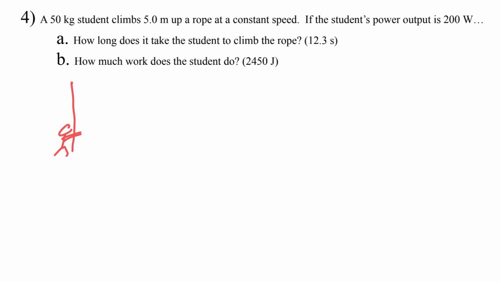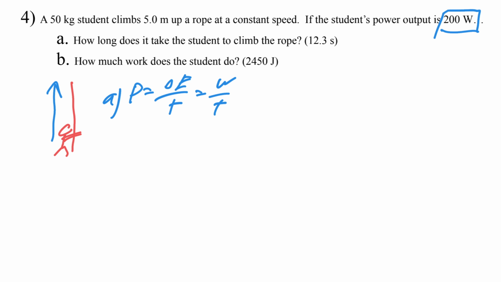So in this question, we have a student. They're going to climb up a rope. They have a certain power output that they're capable of, and we want to essentially know how long it takes them to climb up. So again, power is change in energy over time or work over time. In this case, we're going from no energy down here, and then when the student's up at the top, they now have potential energy, right? So our change in energy is simply our potential energy.